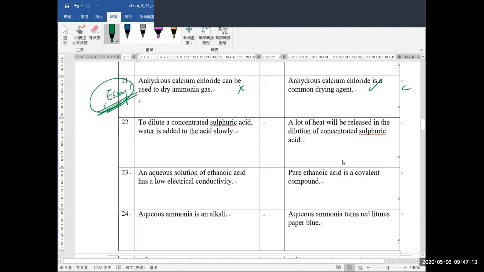Right, if you tried the acid type questions, I've explained that before, right? Calcium chloride reacts with ammonia gas, so it can never be used as a drying agent to dry ammonia gas. Yes, calcium oxide, good choice. 22. Silica gel.